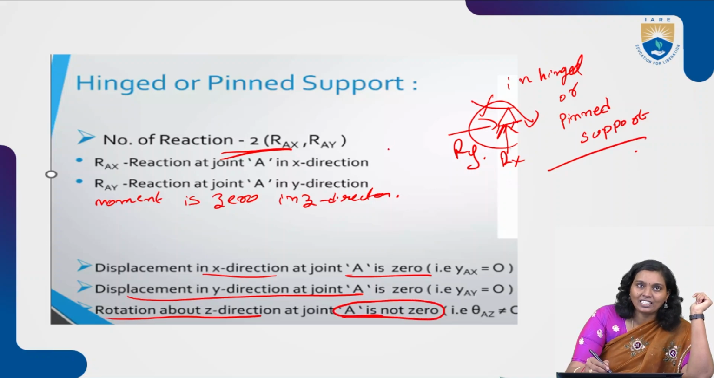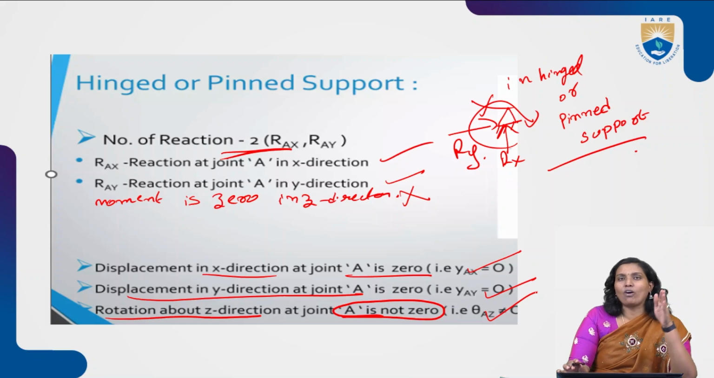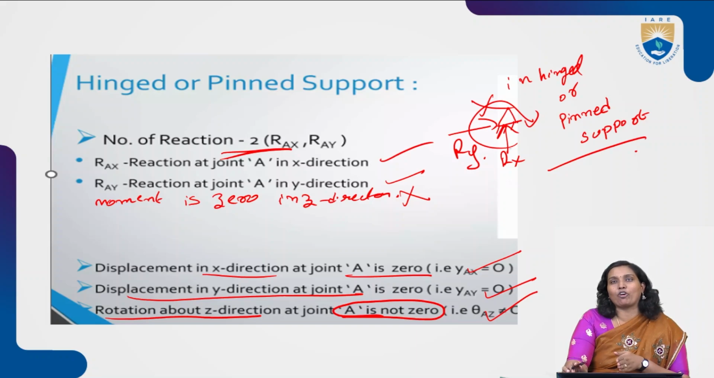So if reaction is there, displacement is not there. If reaction is there, displacement is not there. Movement is not there and rotation is there. Like this, we have to understand all these 6 parameters for various supports.